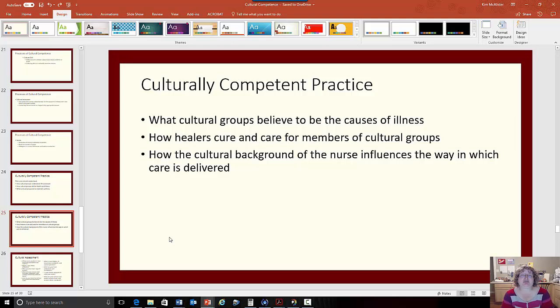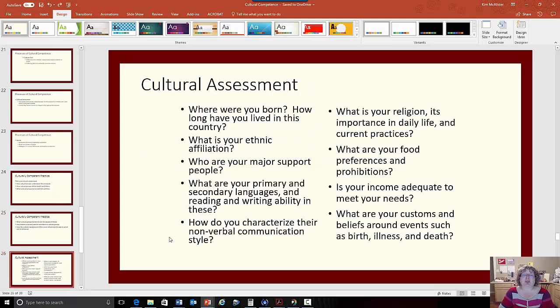And then you have to look at your own background and see how that influenced the way that you delivered care. That's a tough one because a lot of this is subconscious and it comes out from us without us even thinking about doing it. So it takes continued vigilance to keep that from being a problem. All of these questions are different things that you can ask in a cultural assessment.